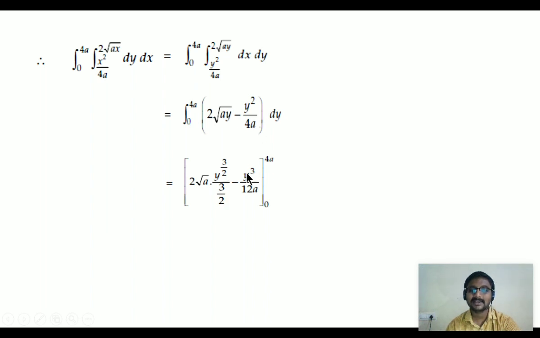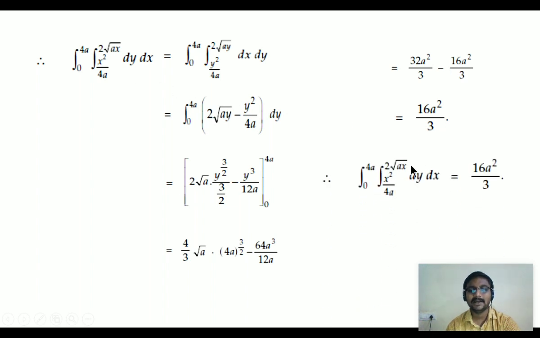Here 1 by 4a is constant, y square integration is y cube by 3. So already we have 1 by 4a, that is 3 into 4a is 12a. Thus we will have y cube by 12a. Now substituting upper limit 4a and lower limit 0. While substituting lower limit 0, the total value becomes 0. Now substituting upper limit 4a in place of y and simplifying, we will get 32a square by 3 minus 16a square by 3, that is 16a square by 3, the required result of the given double integral. So easily we can obtain.